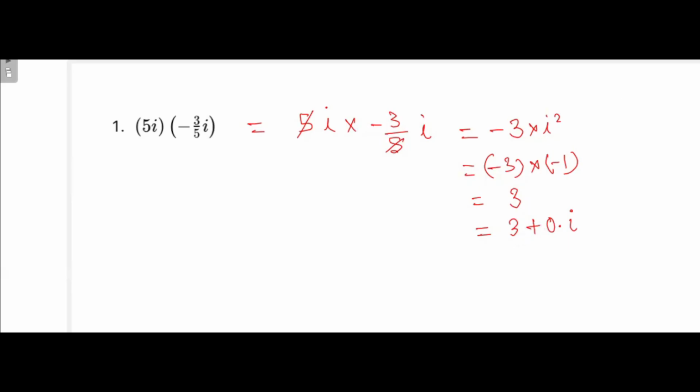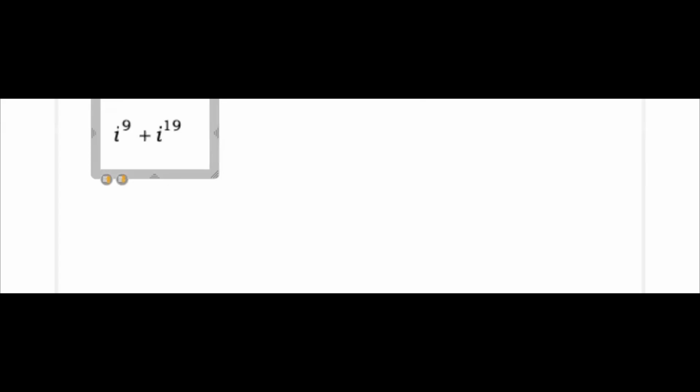So let's try looking at the second question as well. This is my second question. This is i to the power 9 plus i to the power 19. So in this question, what do I have to do? First of all, I have to know the cyclicity of i. This is something which we have to know.